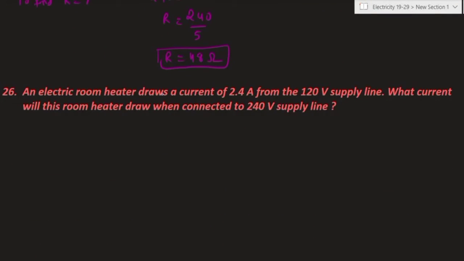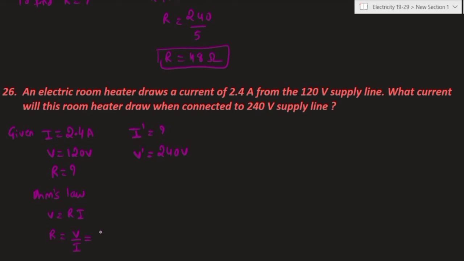An electric room heater draws a current of 2.4 ampere from the 120 volt supply line. What current will this heater draw, I dash is equal to question mark, when connected to V dash is equal to 240 volt? In both of the cases, resistance remains the same. Let us find R by Ohm's law. By Ohm's law, V is equal to R into I. Therefore R is equal to V divided by I.